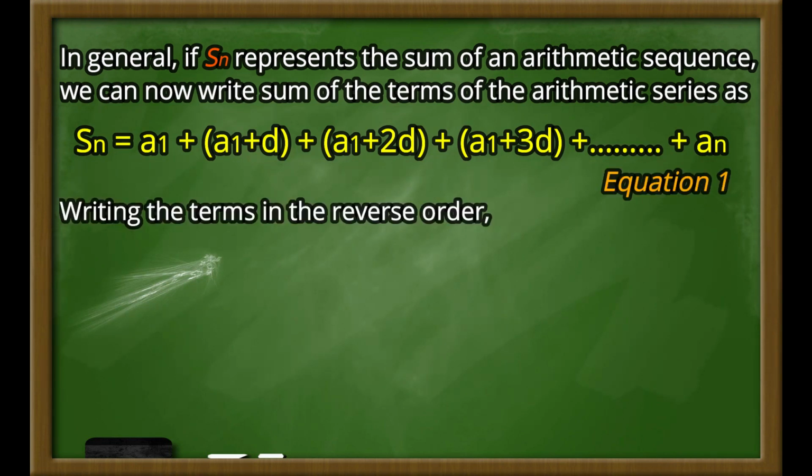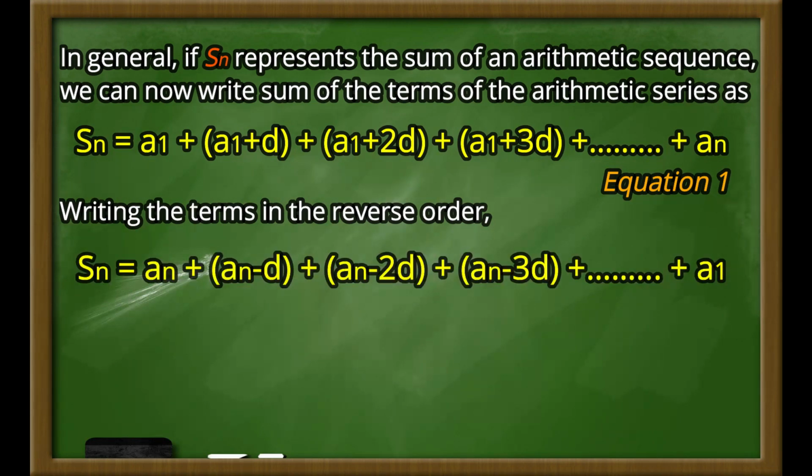Rewriting the terms in the reverse order, we'll have S of n is equal to A sub n plus A sub n minus D, which is the second to the last term, plus A sub n minus 2D, which is the third to the last term, and so on up to the first term. That will be our equation 2.